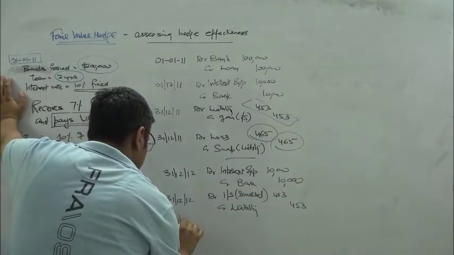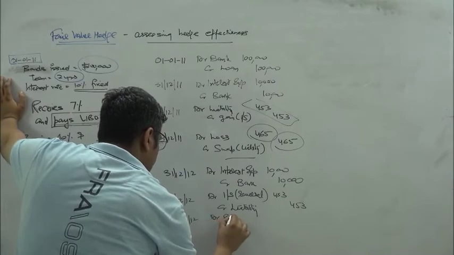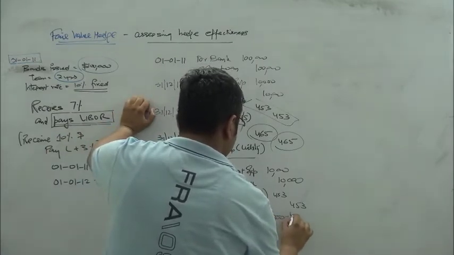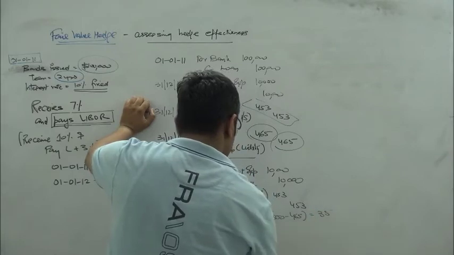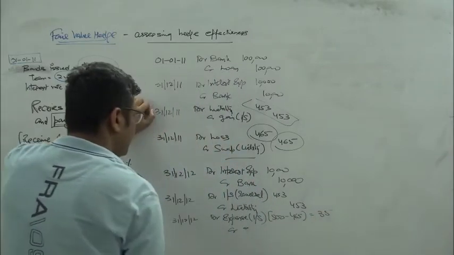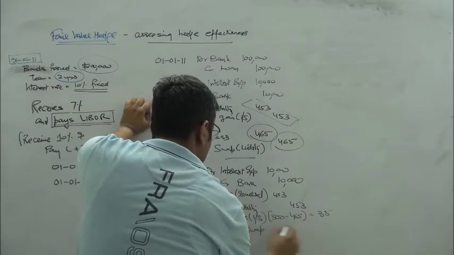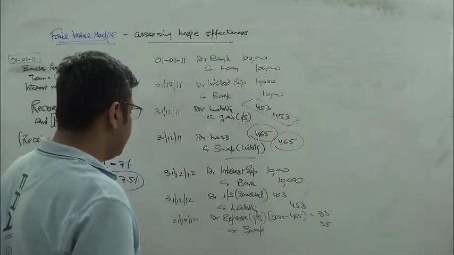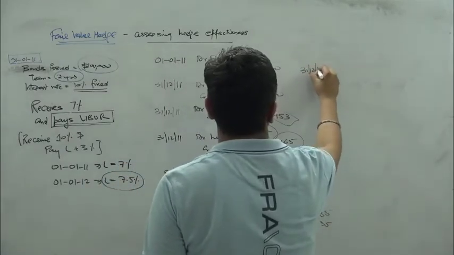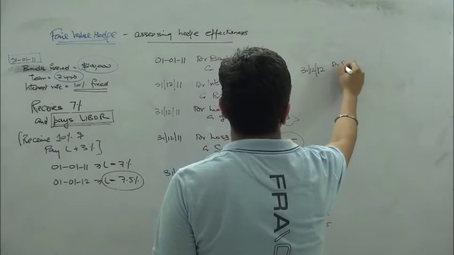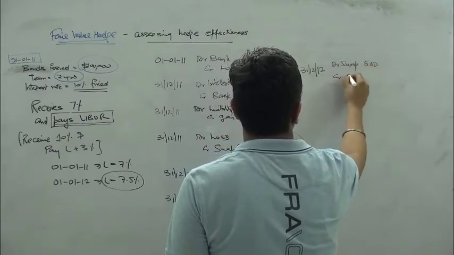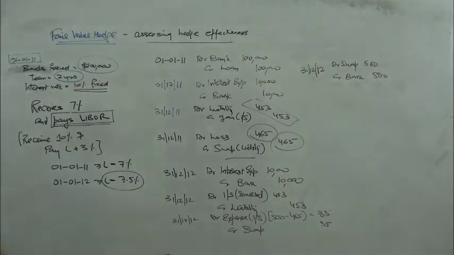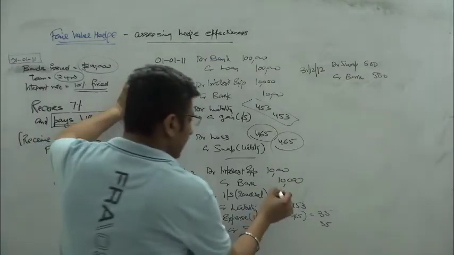So I'm saying on the same date, 31st of December 12, debit expense, that is income statement, 500 minus 465, that is 35, and credit, of course, swap, again 35. All right. Now this swap in total becomes 500. And I settle this by saying 31st of December 12, debit swap 500, credit bank 500. All right.